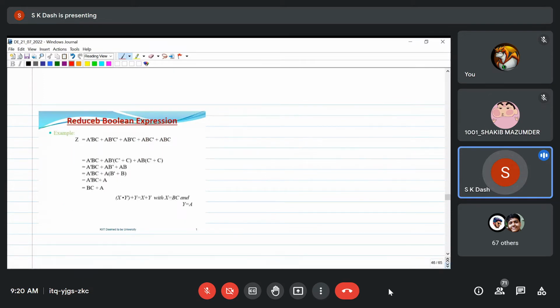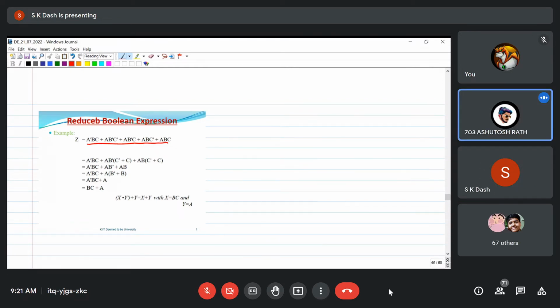So why did we learn all these theorems? To understand this, first go through this expression. Suppose this function is given. What kind of logic gates will be required to implement this Boolean function? See this expression and tell.